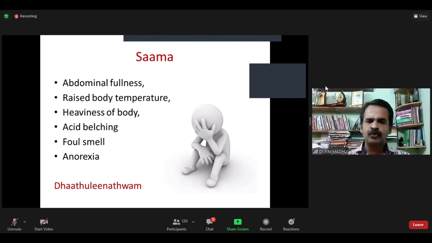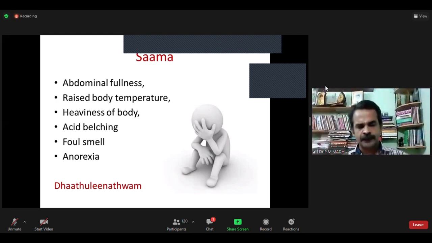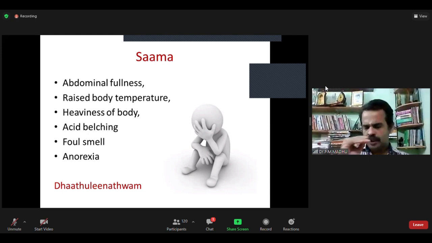Abdominal fullness may be there, raised body temperature is a very relevant factor, and heaviness of body will be there, acid belching will be there, foul smell, and anorexia. These are the koshtha level samatva lakshanas. And dhatu lina lakshanas are also there. I will detail that. If the body temperature is somewhat raised, then there is a chance of samatva. Along with that, the ama lakshanas also will be there.